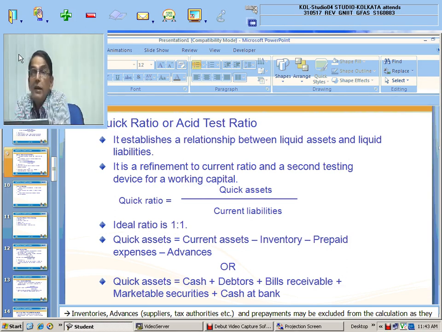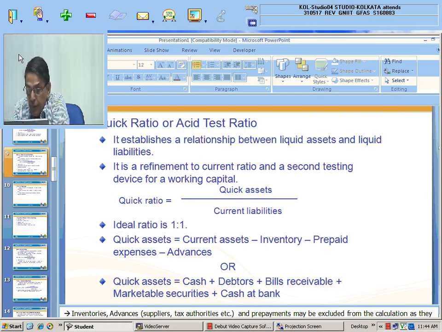This kind of assets, inventories, prepayments or advances, are not realizable into cash quickly, so they are excluded from the current assets figure. So we get quick assets, and quick assets is divided by current liabilities to arrive at the quick ratio. Quick assets basically comprise cash, debtors, bills receivable, marketable securities and cash at bank. So the ideal ratio is considered as 1:1. That means the assets which can be quickly realized into cash are adequate to take care of the maturing short-term liabilities.